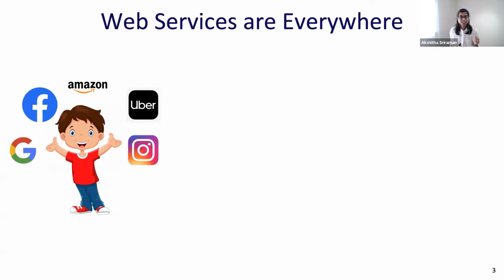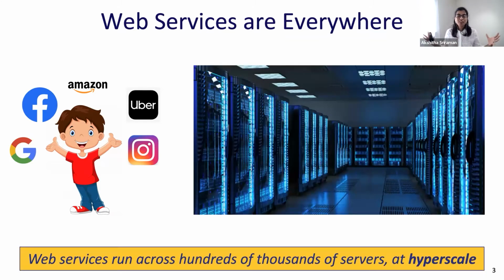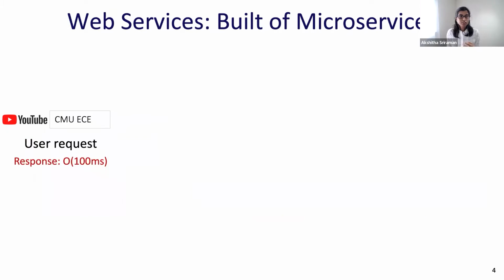Okay, so let's begin our story with Oliver here, who from the time he was born has been able to use web services like Facebook, Google, and Amazon. These web services run across hundreds of thousands of servers in a data center, which is called running at this extremely large scale, or running at hyperscale. Today, these web services are composed of microservices.